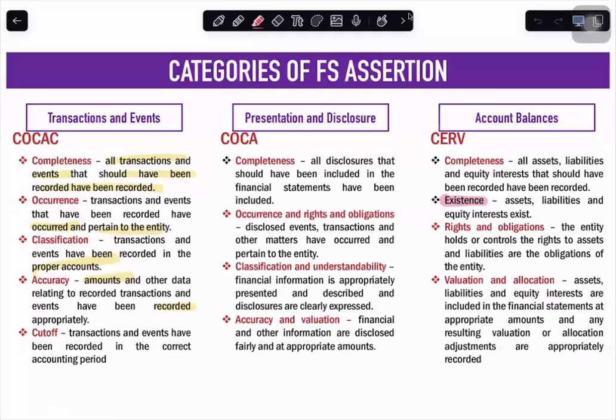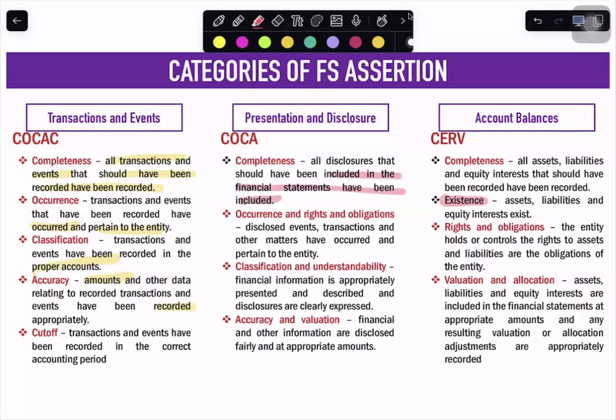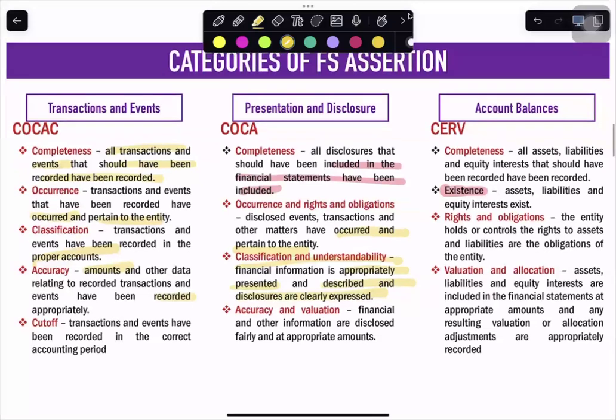Next, for presentation and disclosure, we have COCA, completeness. So here we talk about that all disclosures that should have been included in the financial statements have been properly included. Next, we have occurrence and rights and obligations, that the disclosed events, transactions, and other matters have occurred and pertain to the entity. And then we have classification and understandability, that financial information is appropriately presented and described, and disclosures are clearly expressed. We also have accuracy and valuation, that the information is disclosed fairly and at appropriate amounts.